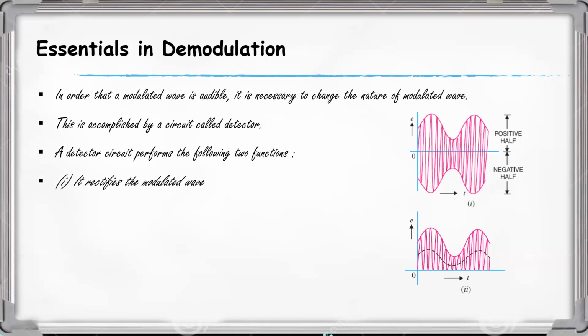So the first function, as in the first figure, is rectification. The signal is fed into the rectifier. It rectifies the modulating signal, that is, we get only one half of the signal, the positive half cycle. And the second function is to separate the audio signal from the carrier.